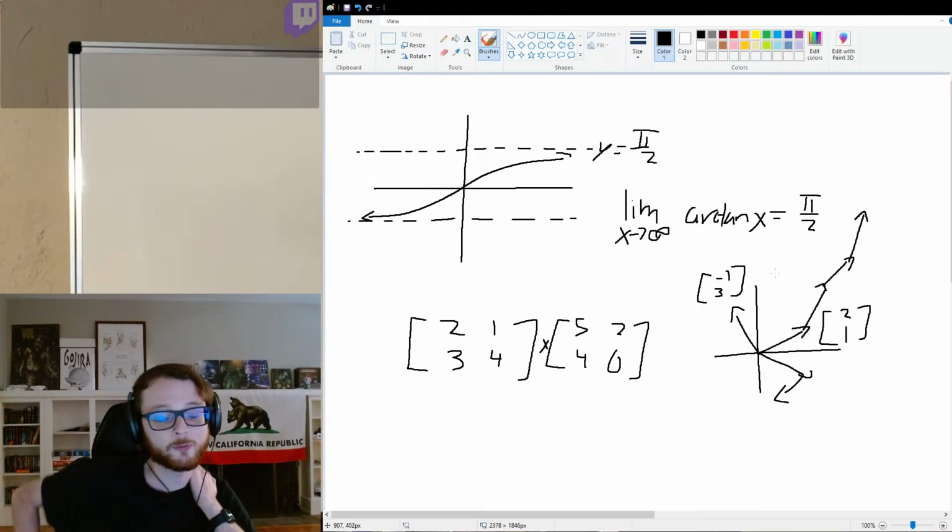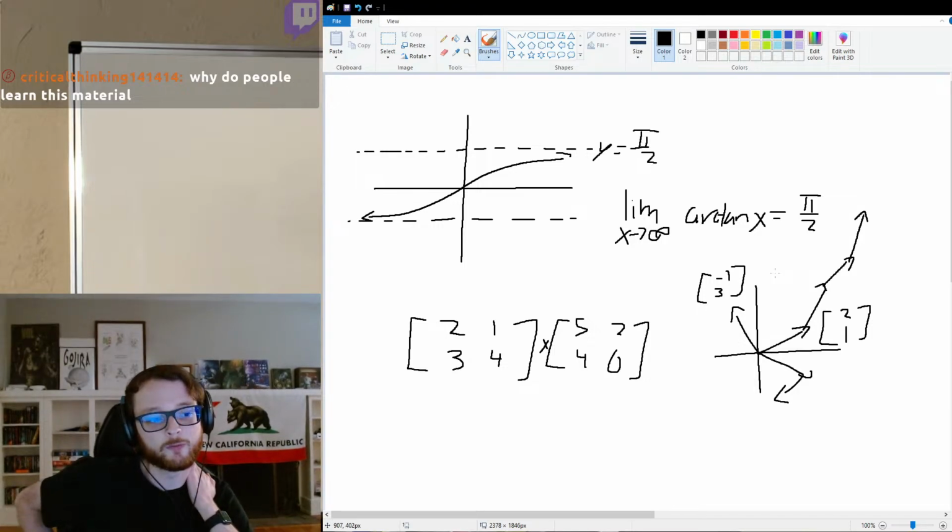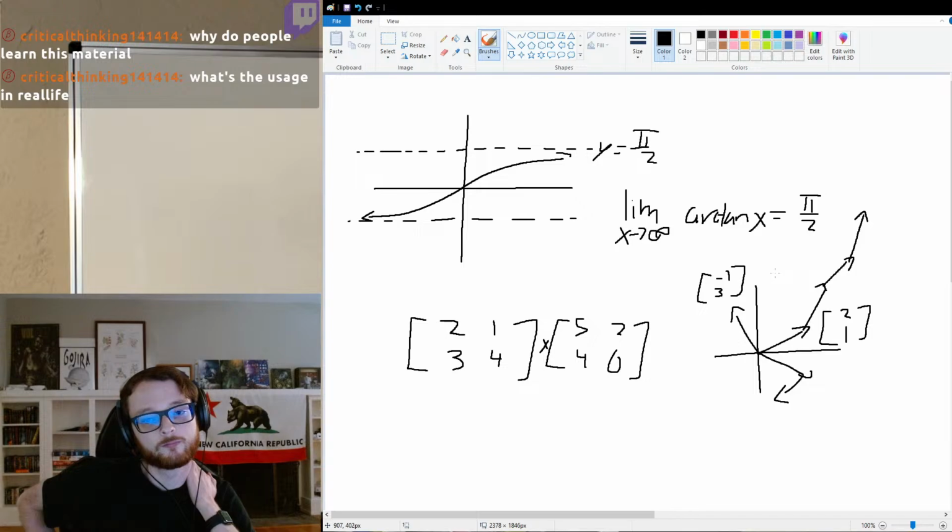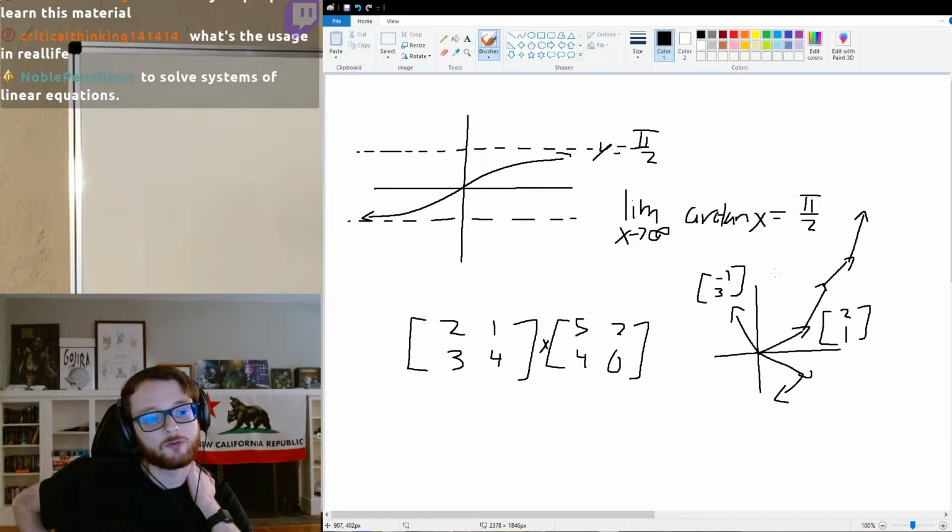Why do people learn this material? Linear algebra comes up a lot actually. It's one of the more useful types of math that you can learn. The thing that I always hear about it is that machine learning and AI, it's used all over the place. I can't tell you exactly where, but it's used a lot there apparently.